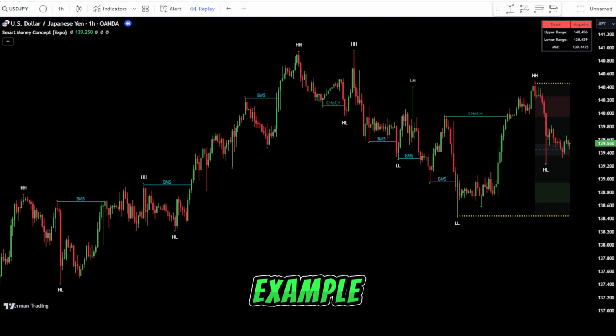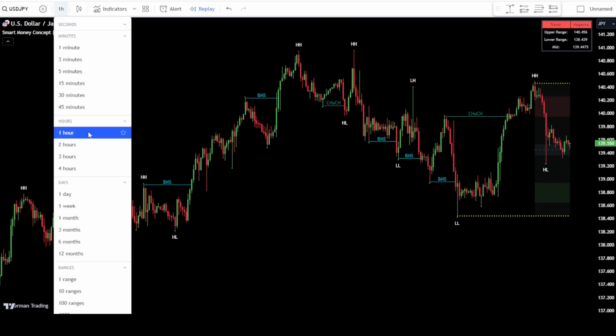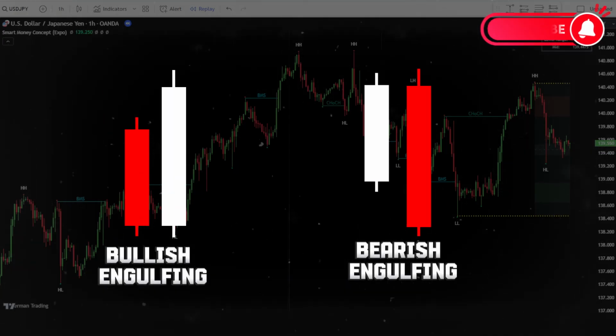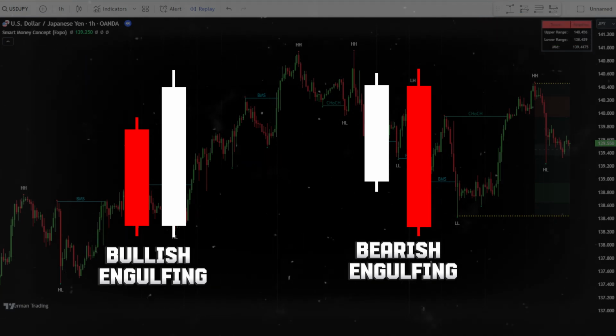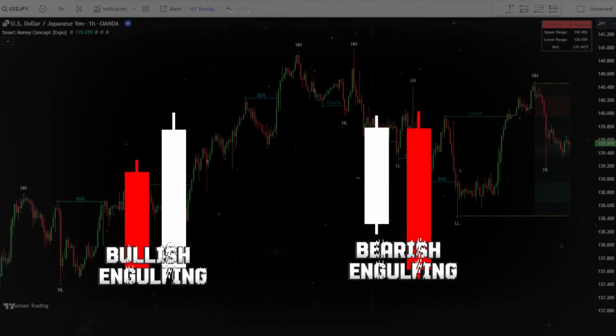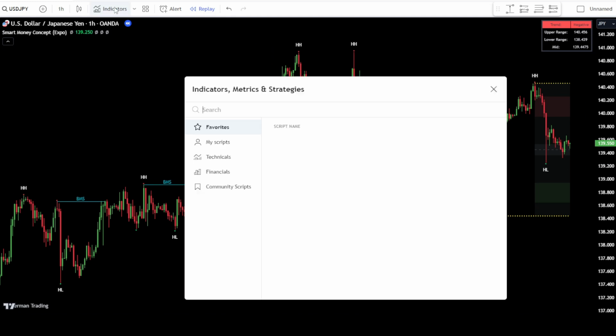In this example, we will use the 1-hour time frame with the USD/JPY currency pair. Set the pair to USD/JPY and the time frame to 1 hour. You can manually identify bullish and bearish engulfing candlestick patterns, or you can use another indicator to help spot engulfing candlestick patterns. If you prefer using an indicator, go to the Search Indicator tab and type Engulfing Candles Detector, then select the one from Daveatt.